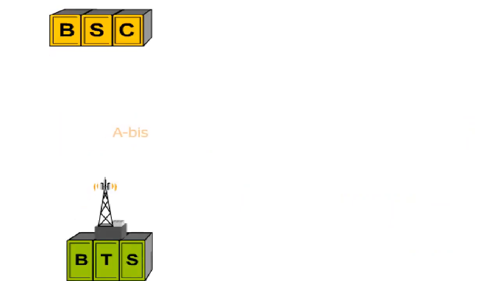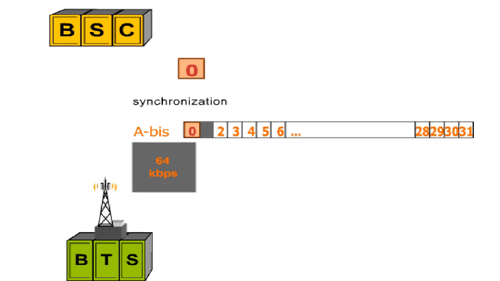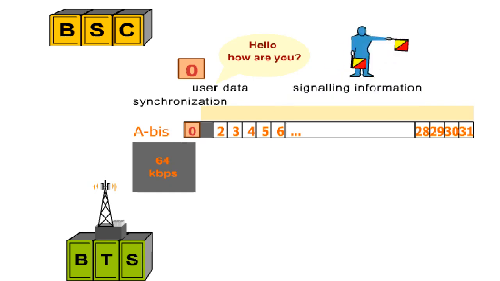In the basic configuration, the channels of the A-bis interface are directly connected to the time slots of the radio transmission at the air interface. The physical data rate is 64 kilobits per second. In PCM30, time slot 0 of the A-bis interface is used for synchronization. The remaining 31 time slots of the PCM30 configuration carry data from and to the transceivers of the BTS, as well as signaling information and O&M alarms.